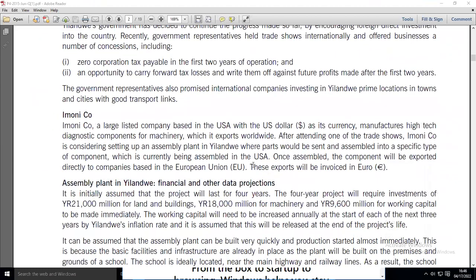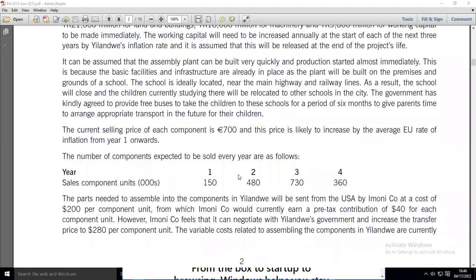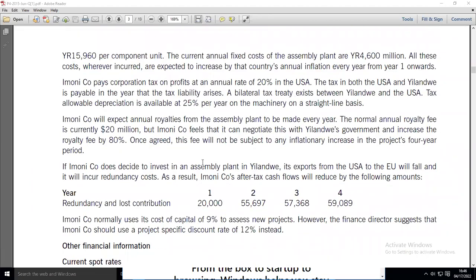So we've got our tax issues there. Is there another expense? Yes. I will expect annual royalties from the assembly plant. The normal annual royalty is 20, but I feel I can negotiate with the government and increase the royalty fee by 80%. Once agreed, this fee will not be subject to any inflationary increase in the project's 4 years period.